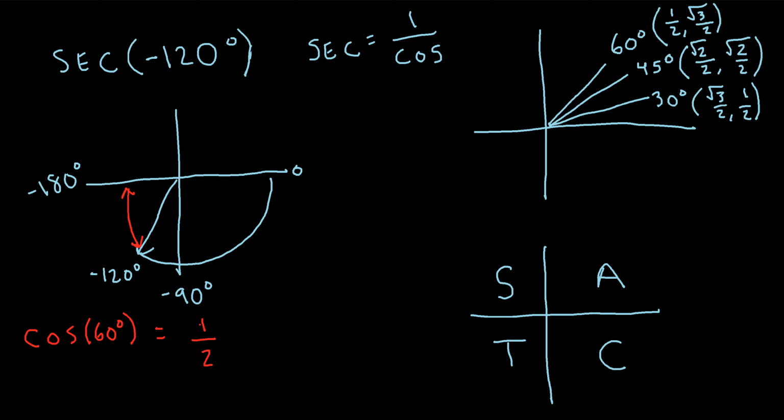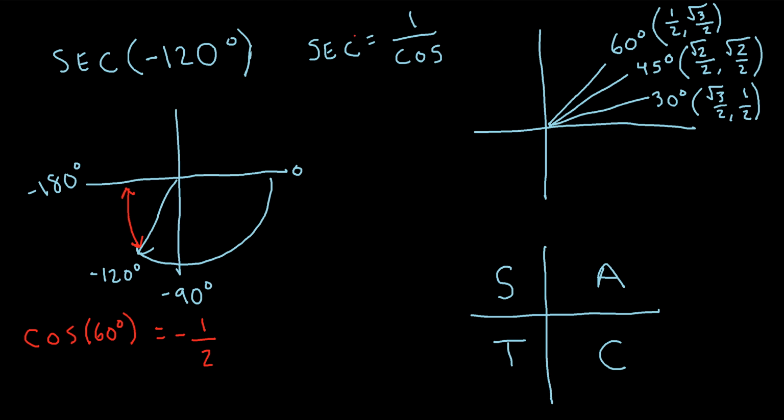Now to determine if this value is positive or negative, we can refer to this diagram over here, the all students take calculus, which tells us which trig functions are positive in which quadrant. And we can see we're in quadrant 3 over here. Only the tangent is positive in this quadrant. So cosine must be negative. So the cosine of 60 degrees is negative 1/2.